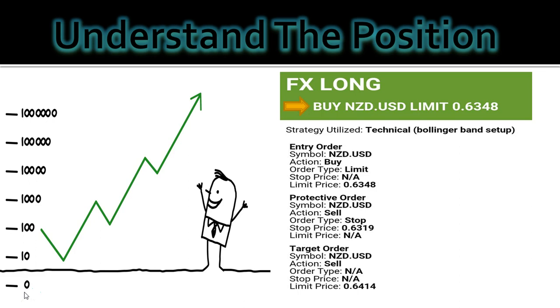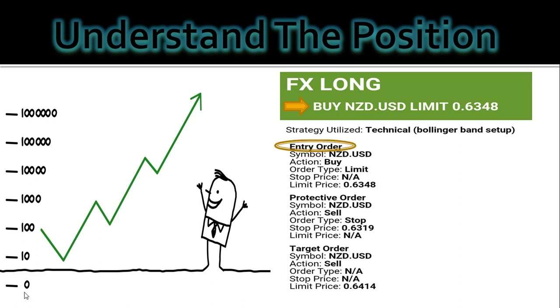So the first thing is, guys, I look at the alert that we have on the right hand side. You can see this is a pretty typical alert. I look at the color first thing. The color is green, that means it's a buy alert. If it's red, that means it's a sell. Okay, and I'm looking at buying the NZD USD, that's New Zealand dollar against the US dollar.